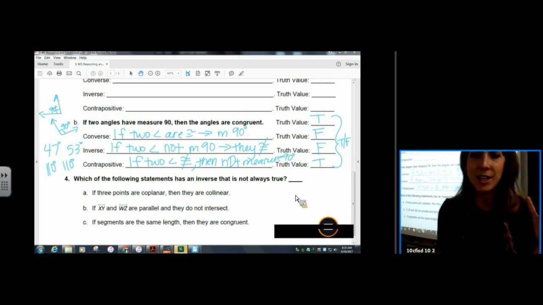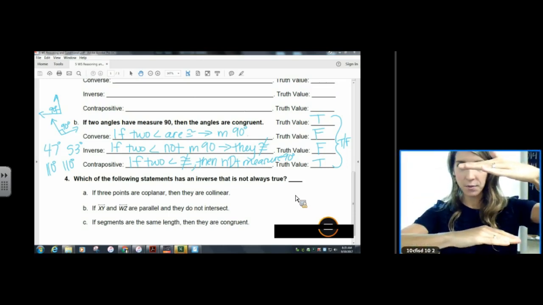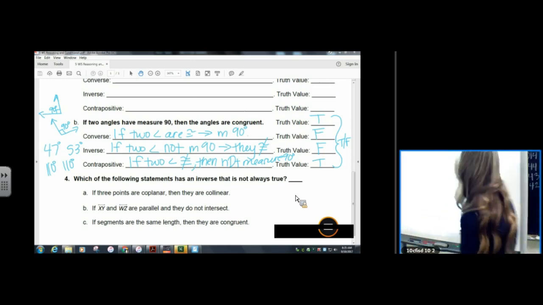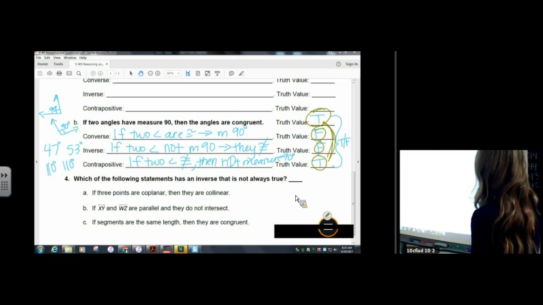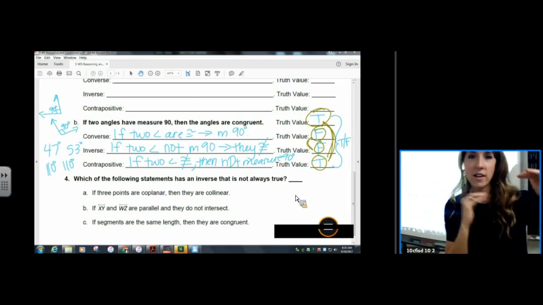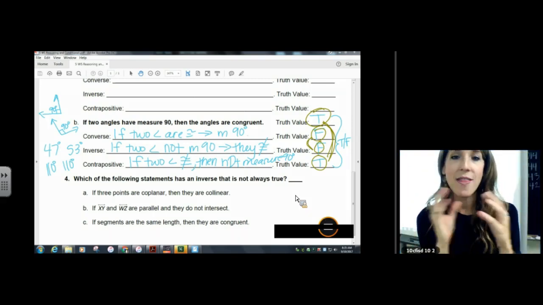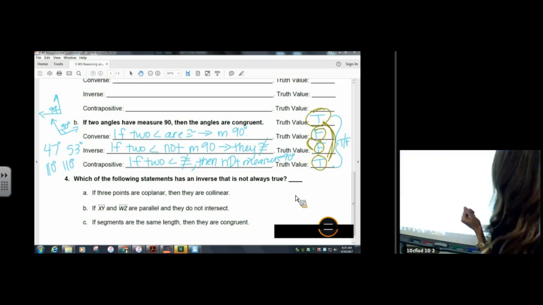And if you'll notice, there's a connection between the conditional and the contrapositive and the converse and the inverse. That is not a coincidence. That is a connection that actually will always happen. The original and the contrapositive will always have the same truth value, and the converse and the inverse will always have the same truth value. Okay, last one.